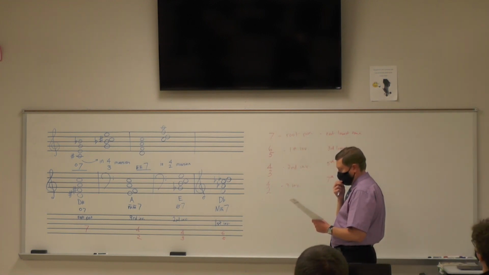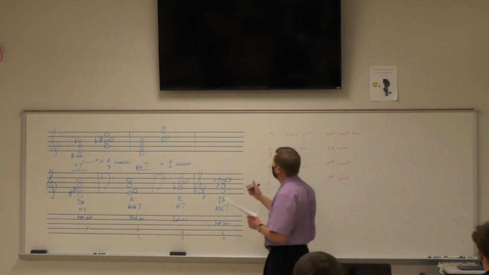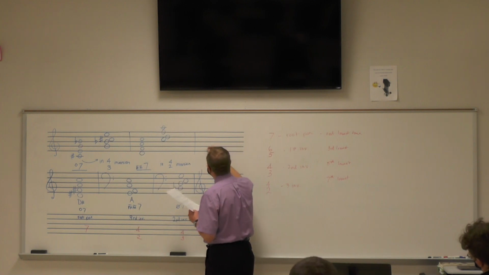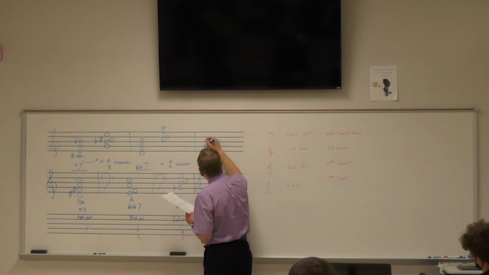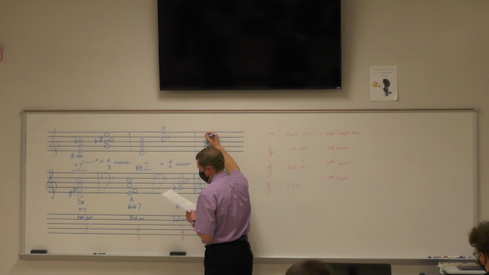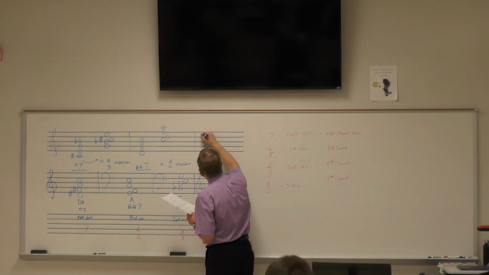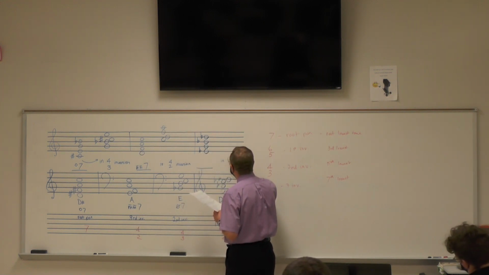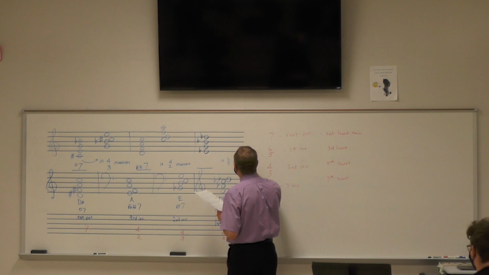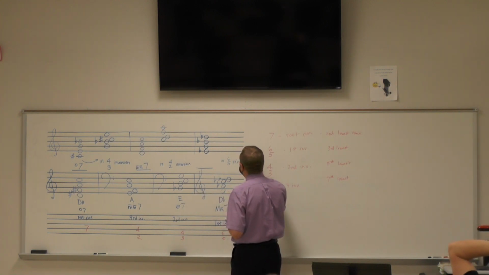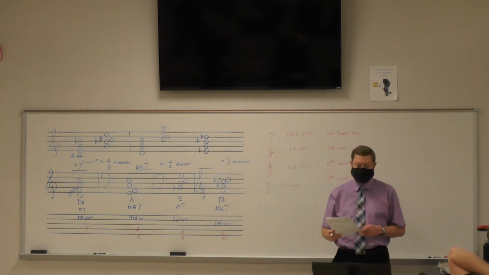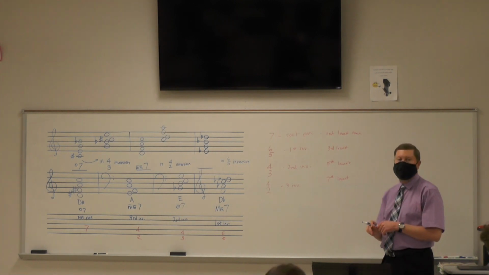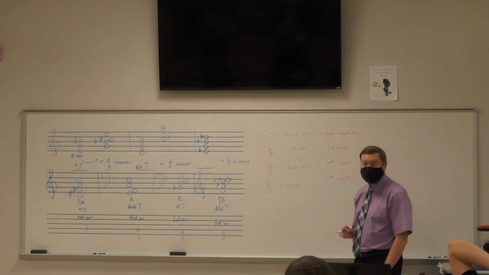Okay, I think I got one more here. Yeah, let's do that. What type of seventh chord is that? E flat, G, B flat, D flat. It is, yeah. Major, minor. Good.